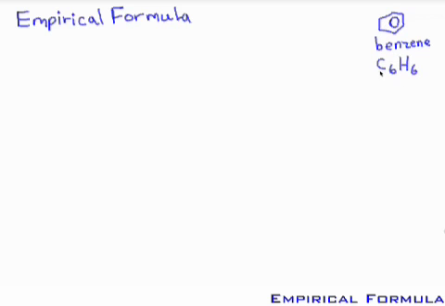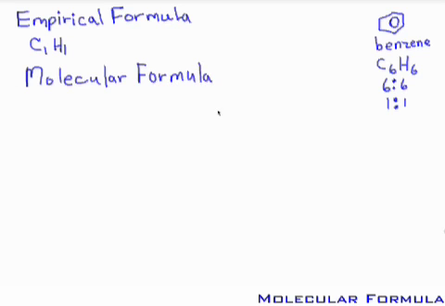How many carbons to hydrogen are there? Well, there's 6 to 6. What is the smallest whole number ratio? 6 to 6 is the same as a ratio of 1 to 1. In other words, the empirical formula is C1H1. It's the smallest whole number ratio. It can be used to give us the percentage of hydrogen to carbon in the molecule. Now, the molecular formula is the true formula.